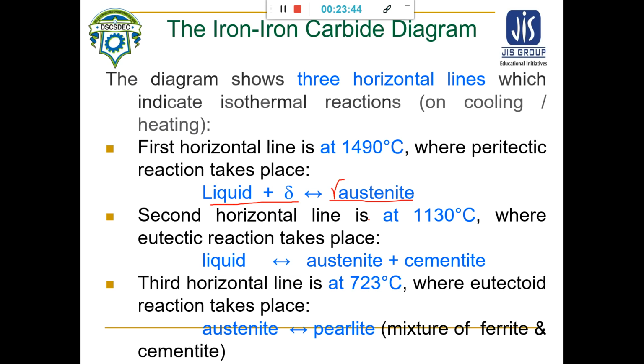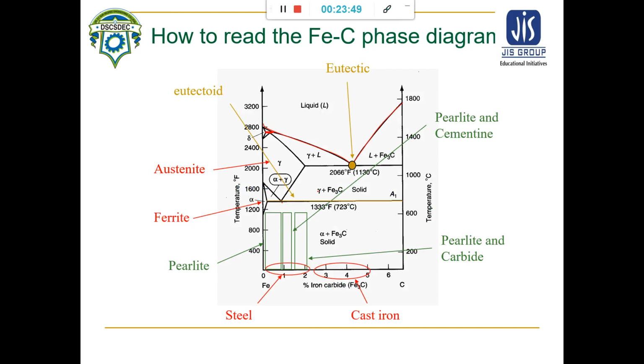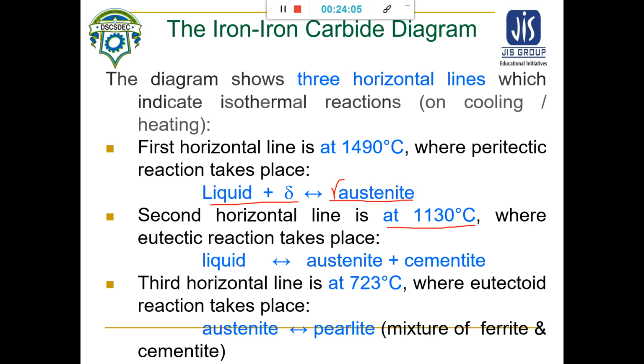Now the second horizontal line is at 1130 degrees Celsius. See, 1130 degrees Celsius, where is this line? This is the eutectic reaction line. What will happen in the eutectic reaction? In the eutectic reaction, from the liquid, ledeburite is formed. See, from the liquid, a mixture of austenite and cementite is formed. That is called ledeburite. And the third horizontal line is at 723 degrees Celsius, where the eutectoid reaction takes place.